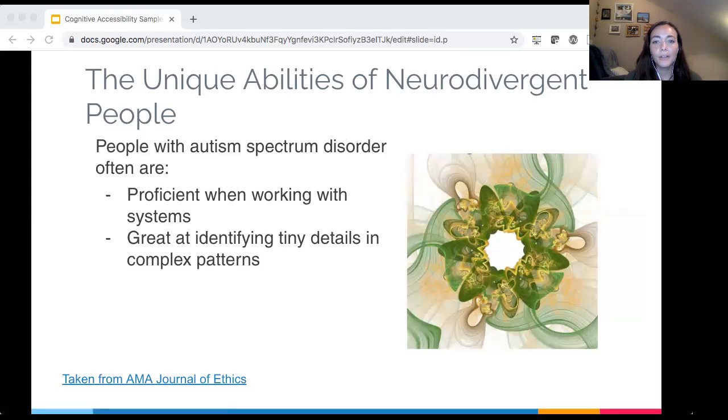And then people with autism spectrum disorder often have strengths related to working with systems and are often better than people without autism spectrum disorder at identifying any kind of details in complex patterns like the image you see on this slide. So for this reason, lots of technology companies have been aggressively recruiting people on the autism spectrum for occupations that involve any kind of systems thinking or computer coding, managing databases, anything like that.